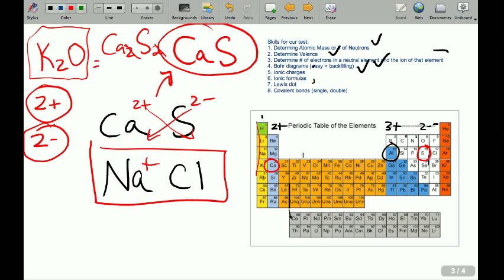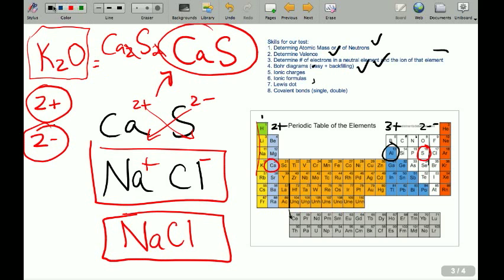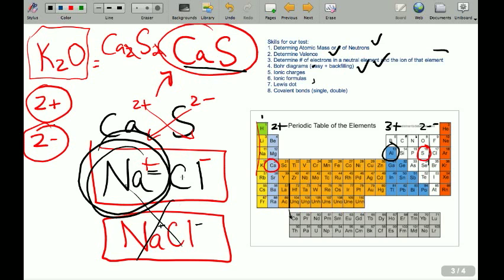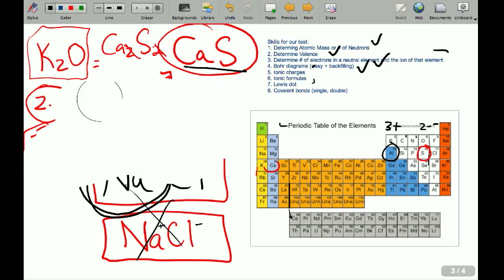And last but not least, salt is the easiest. Sodium's in the first column, chlorine's in the 7th column. It needs only 1 more electron to be happy, so you write it as NaCl. If on the test you put them together and you show charges in there, it will be wrong. Once they combine, they have no charges. If the ion is by itself, it will show a charge. Okay, so be careful with that.